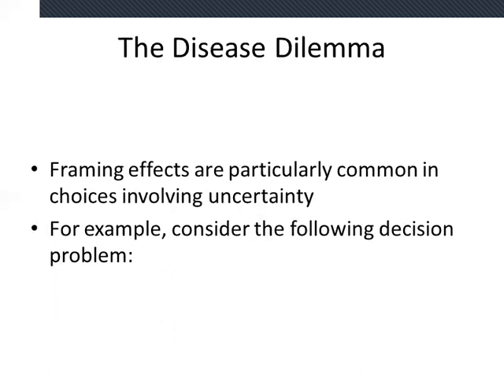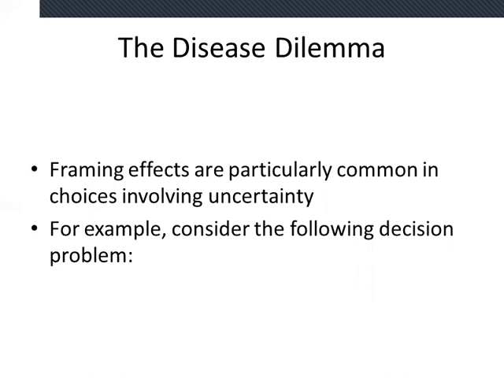Now let us come to the disease dilemma. This again explains the relevance of framing in the determination of consumer choice. Let us consider the case of hospitals. Here also, we are going to explain how framing, or the description given by hospitals for treatments, actually helps in the determination of consumer preferences, or in the determination of the choice of hospitals for treatment. Framing effects are particularly common in choices involving uncertainty.